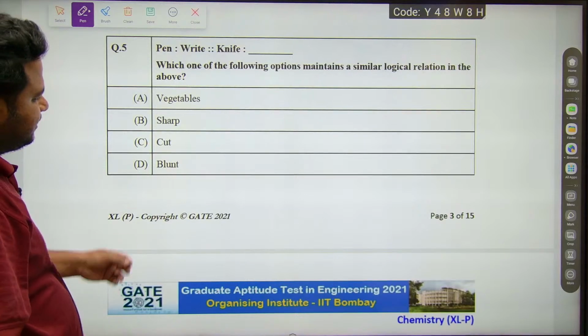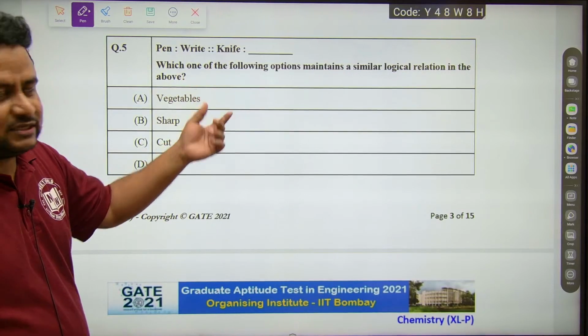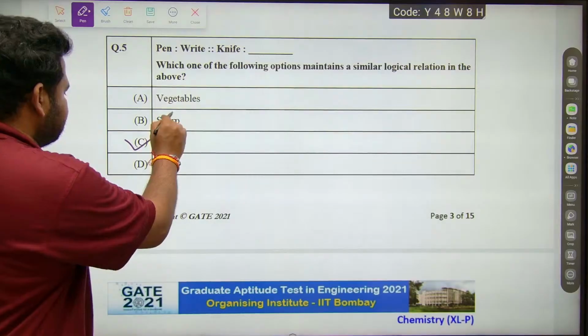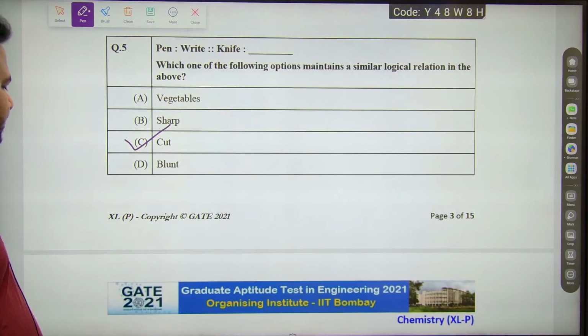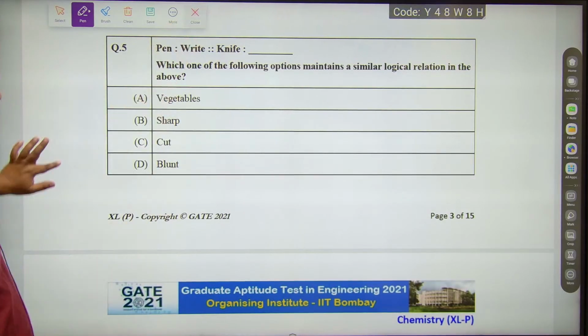Knife is sharp. Okay, first is blunt. They are not asking the characteristic. They are asking the use of it. So knife is to cut. So that is the relation. Okay, that is the relation here. Very simple question. Easy 1 mark.